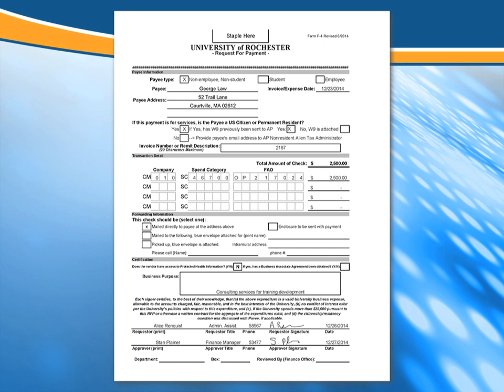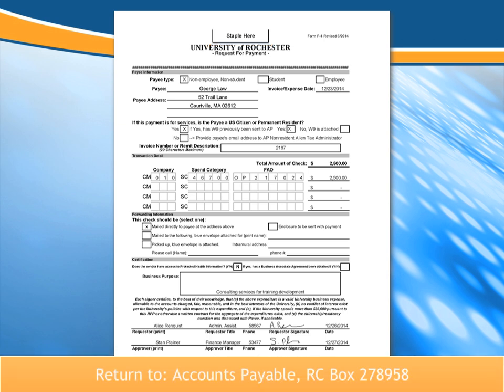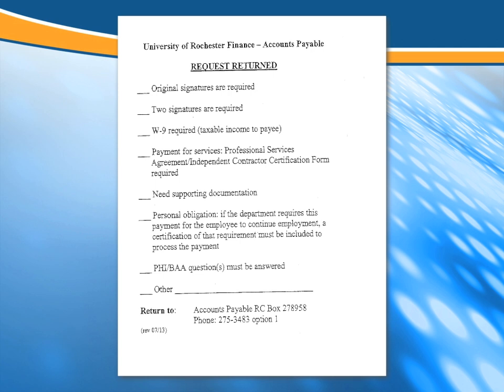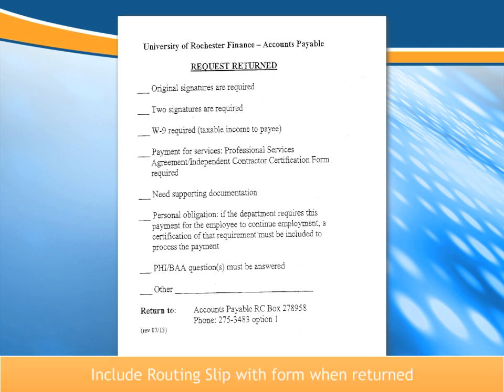Now it's time to attach your invoices and any other supporting documentation. Staple the sheet to the center of the form as indicated. Return the F-4 form to Accounts Payable, RC Box 278958, and you're done. If you've filled out anything incorrectly, Accounts Payable will return the form to you with a routing slip. This will explain what needs to be corrected. Once you correct the form, send both documents back to Accounts Payable to finish processing.